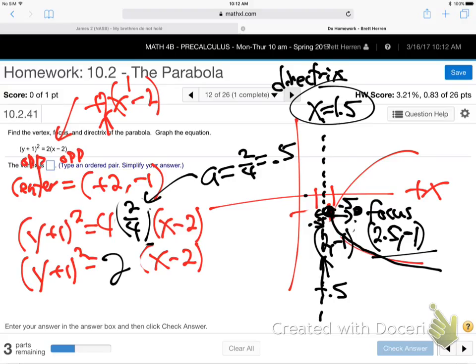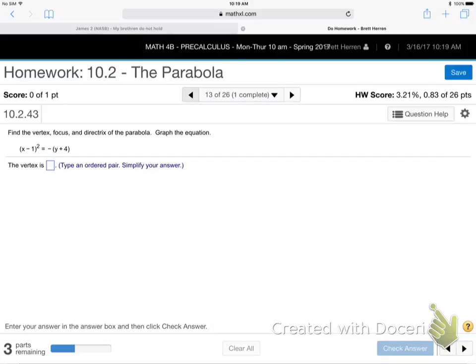And we're done. Is that good? We good there? Are we happy about that? Questions? No questions? Good? All right. We'll do this one. There we go. So (x minus 1) squared is minus (y plus 4). All right, try that one.